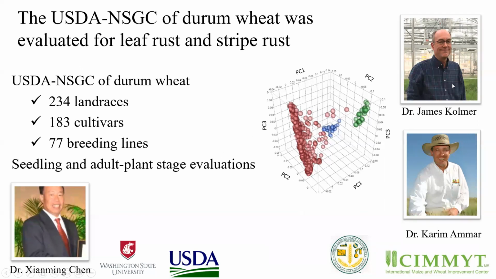For leaf rust, I was able to work with Dr. James Kolmer in Minnesota. For leaf rust evaluation at adult plant stage, I worked with the CIMMYT durum wheat breeder, Dr. Karim Ammar. And for stripe rust, I worked with Dr. Chen from Washington State, USDA in Pullman, Washington, where, as we know, Washington is a hotspot of stripe rust in the US. We have several races in the region, and the environment is also conducive for stripe rust.